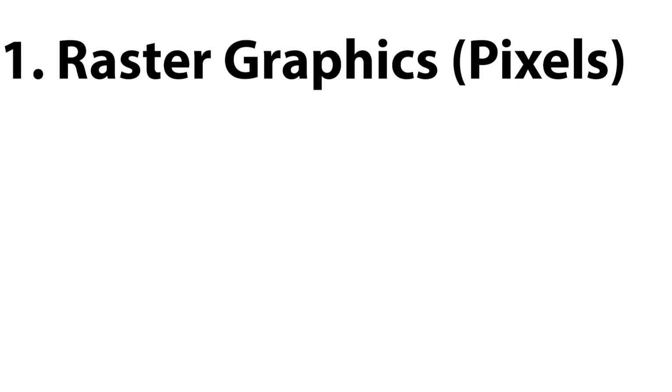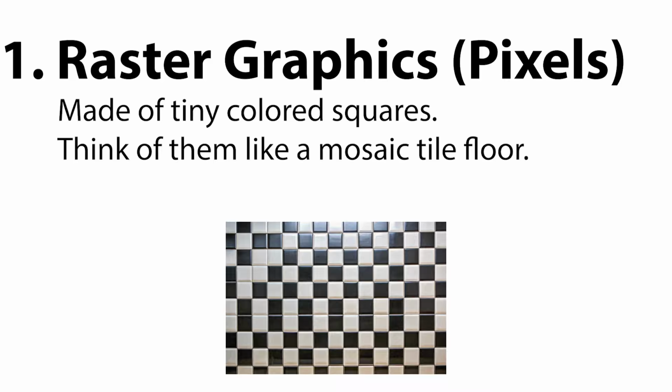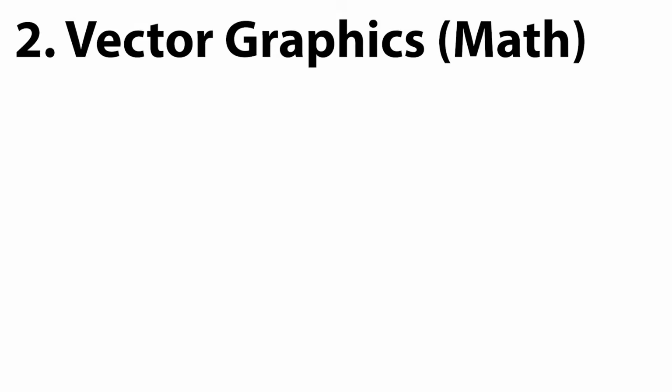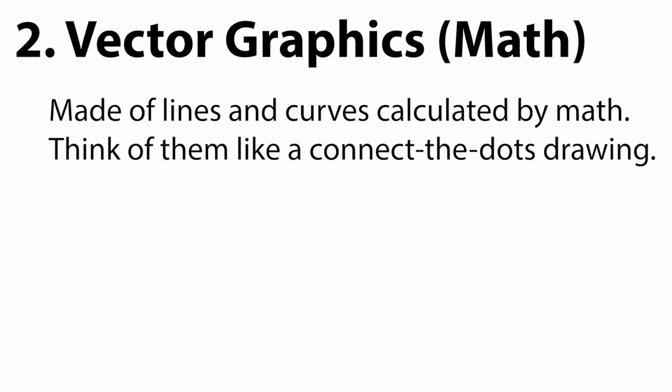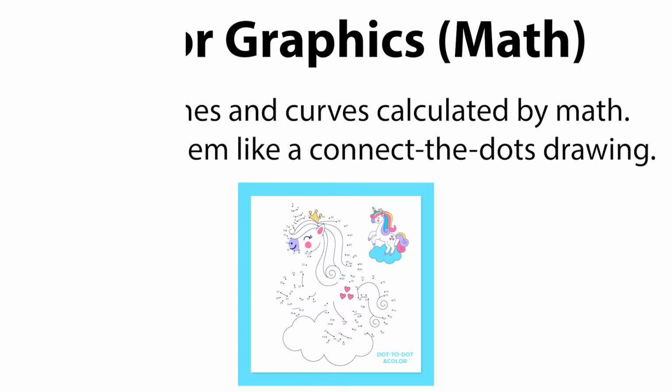Number one category is raster graphics, called pixel. Pixels are made up of tiny colored squares. Think of them like your mosaic tile floor. Number two category is the vector graphic. Vector graphics are made up of lines and curves calculated by maths. Think of them like a connect the dots drawing.